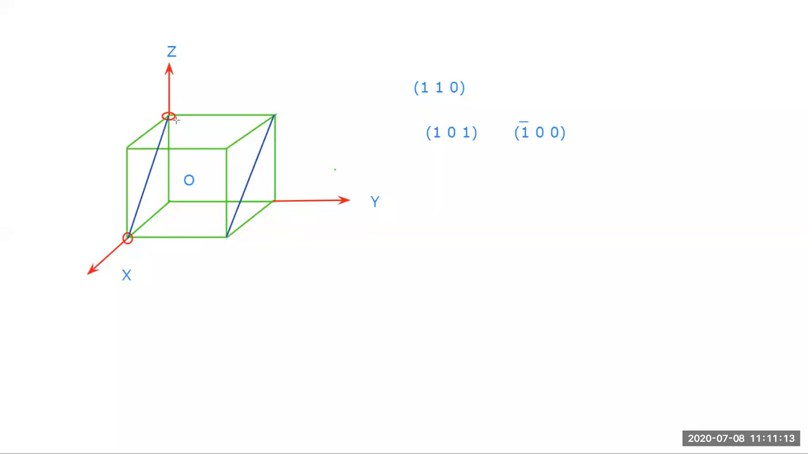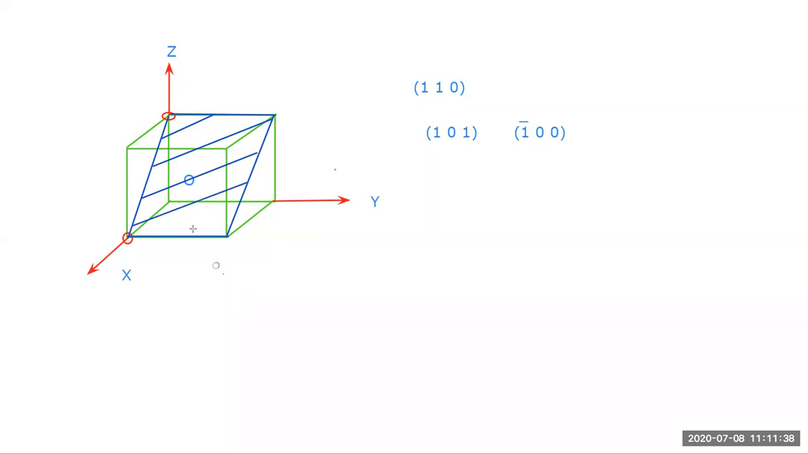Okay, so this entire plane is nothing but what? Plane 1 0 1. This entire plane is 1 0 1, indicated with hatch lines. Any doubt in this, how to draw this plane 1 0 1? No, sir. Okay, 1 0 1.